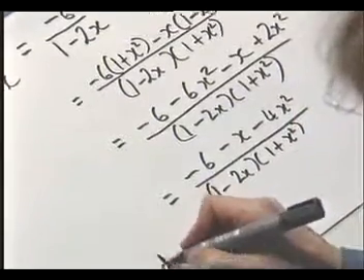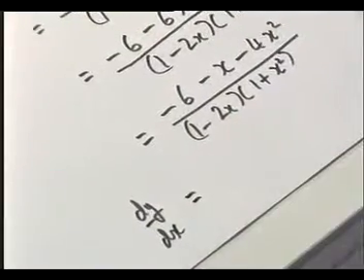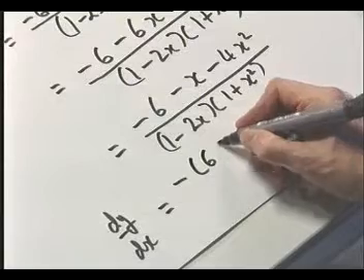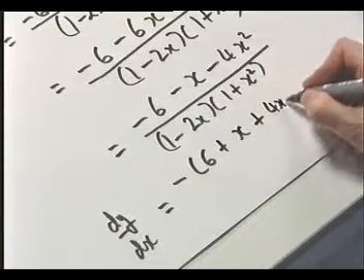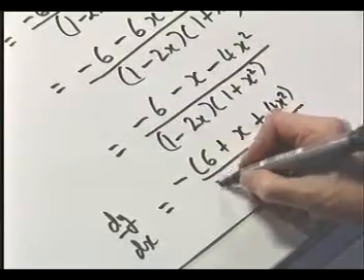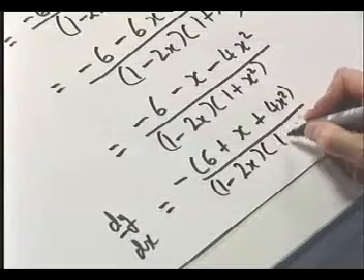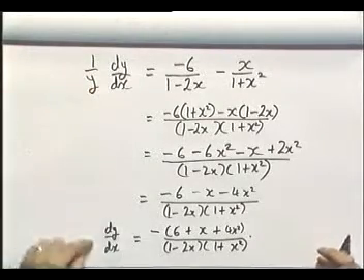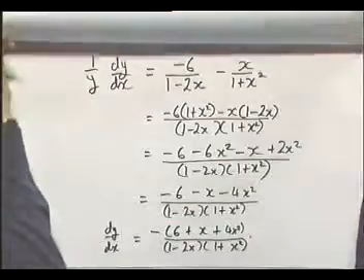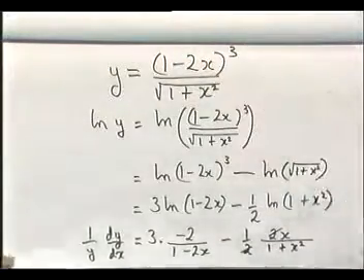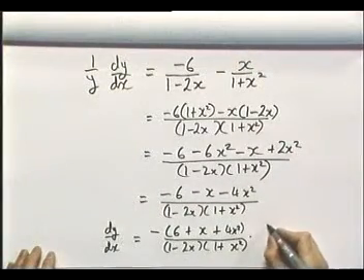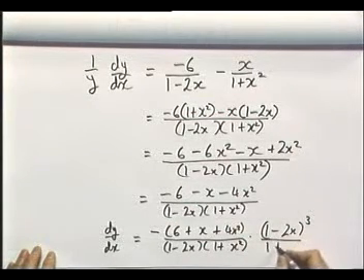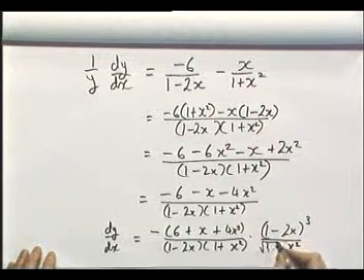And now, finally, we want dy by dx equals, well, it's going to be this. Let's take that minus sign out. So we have minus 6 plus x plus 4x squared all over 1 minus 2x times 1 plus x squared. And we need to multiply both sides by y. And let's just recall what y was. y was 1 minus 2x all cubed, so that's 1 minus 2x all cubed all over the square root of 1 plus x squared.